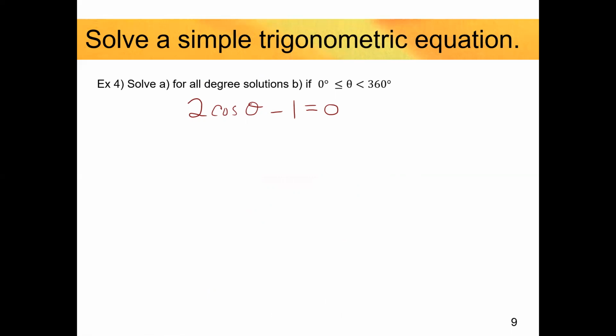So let's start off with degrees first, because remember we can put them in degrees or radians here. Solve this equation, and I want you to solve it in 2 different ways. First, solve it for all the degree solutions possible ever in the world, and then solve it from 0 to 360 degrees.